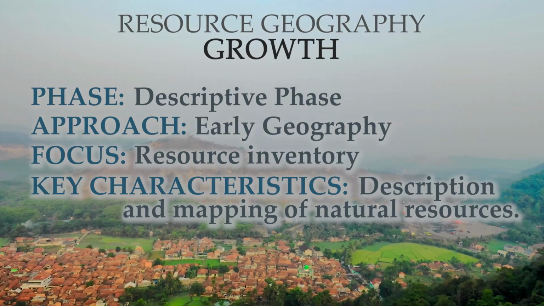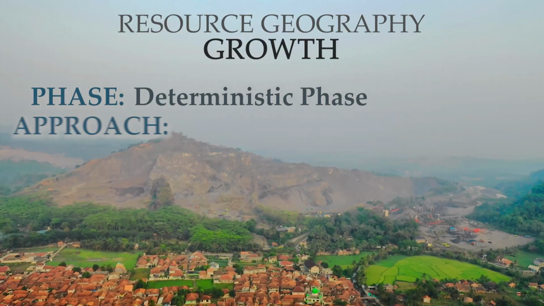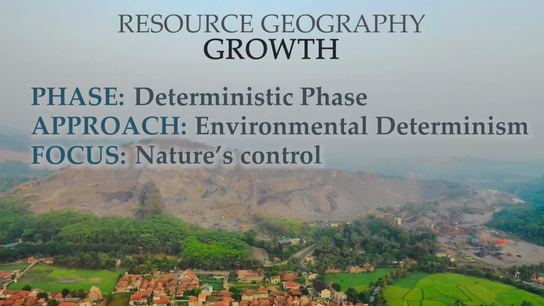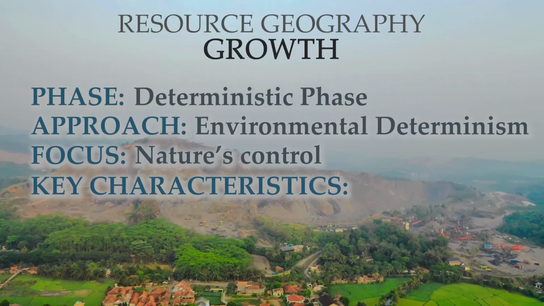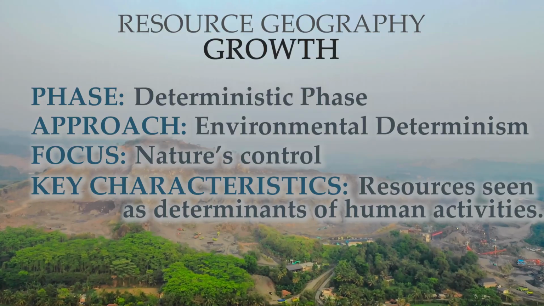If we go to the second phase, we find the deterministic phase. In the deterministic phase, nature was considered an active agent and human beings were considered passive agents. It was stated that nature dictates human life. That reflection is also applicable in the study of resource geography. The approach in this phase was environmental determinism, and the focus is on nature's control. And what are the key characteristics? Resource was being seen as a determinant of human activities.